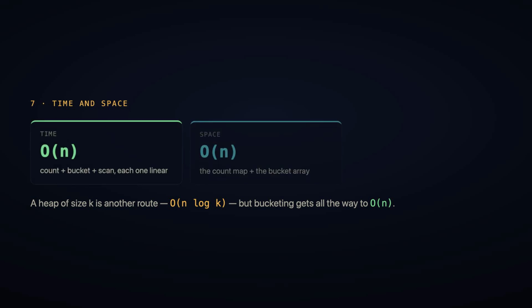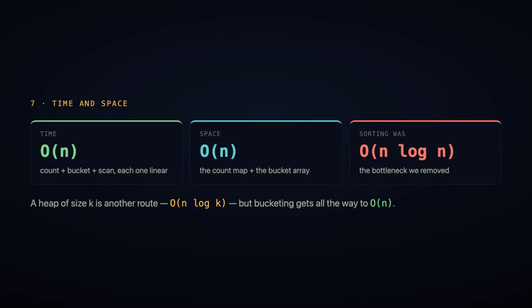Let's name the cost honestly. Counting is 1 pass, O of n. Filling the buckets touches each distinct value once, also O of n. Scanning the buckets walks at most n slots and stops the moment we've got k, again O of n. Add them up, and the whole thing is linear, O of n. We completely removed the n log n sort. The price is space, the count map plus the bucket array, which is O of n extra memory.